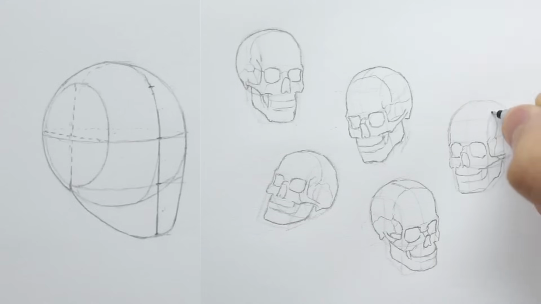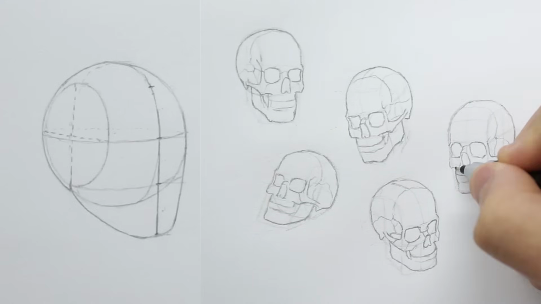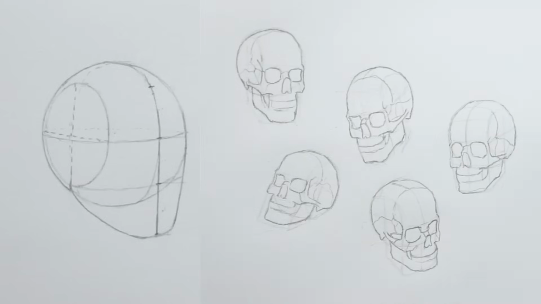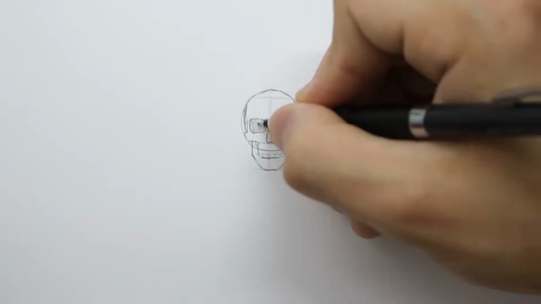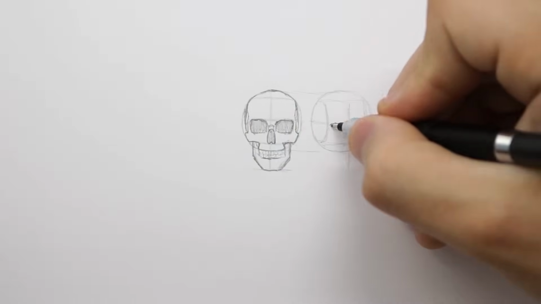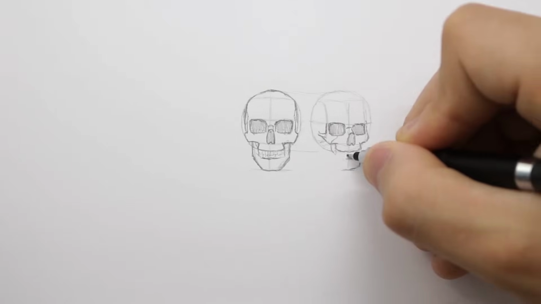So that is a simple way to construct and draw the skull on any angle. To conclude this episode, I'm going to show another example of this. Here I'm going to rotate the skull in different directions. Starting with the front view, notice how the side plane changes as the skull rotates.